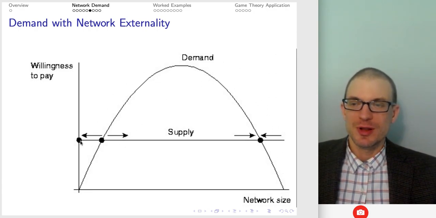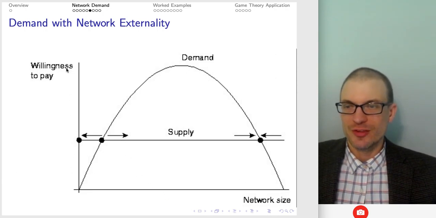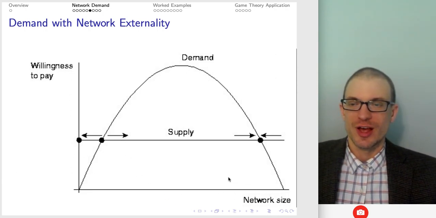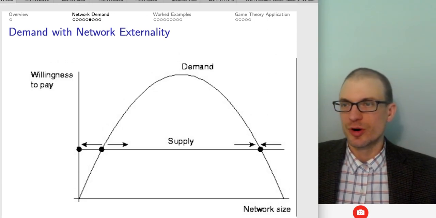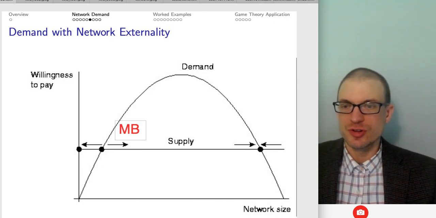And look what's happening here. We've got 3 equilibria labeled. What's going on here? What are these arrows doing? Well, our willingness to pay is on the vertical, our network size is on the horizontal. And what I like doing, boy, if I had the chalkboard here, maybe I can still make this work out here in this session because I had forgotten that I like doing this, is writing out the marginal benefit.